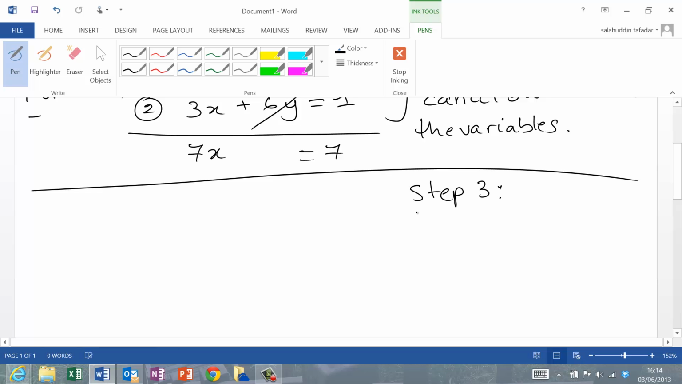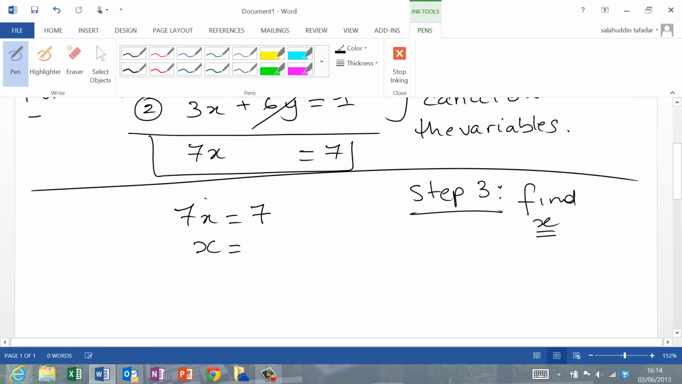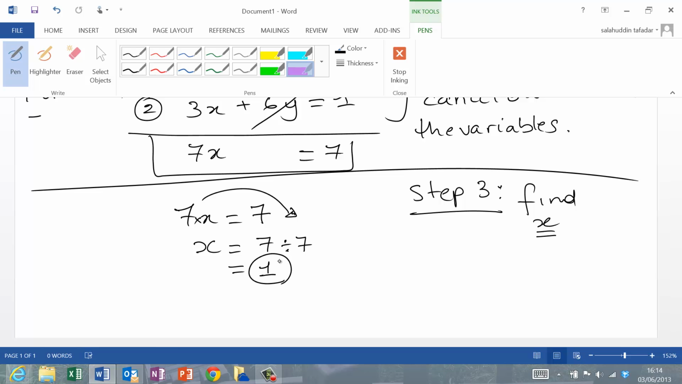In step 3, you find x. Okay, the variable x. So how do we do this? Well, so far we had 7x is equal to 7. If I want to find out x, it's just a matter of taking the times 7 to the other side, and it becomes divide by 7 because it's the opposite operation. So 7 divided by 7 is equal to 1. And this is one of the answers that I'm looking for.